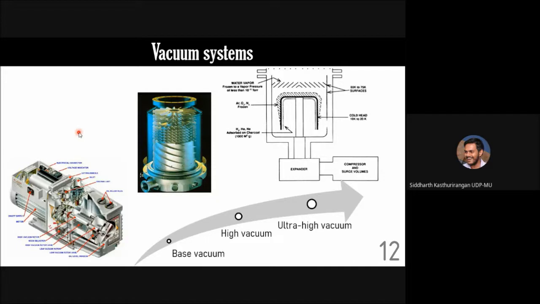This particular regime of vacuum is called the base vacuum regime. Once you have achieved this pressure of 10 power minus 3 torr, when you reduce the pressure, what happens? The mean free path increases. So when the pressure is as low as 10 power minus 3 millibar, which is around 10 power minus 6 atmospheres, by the way, for your reference, just so that you get a picture, it is a very, very low pressure.